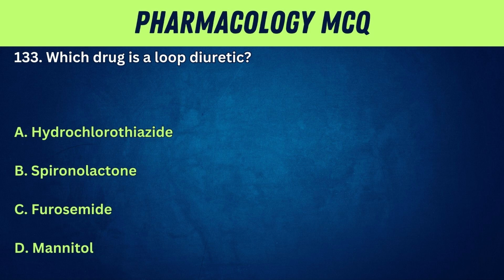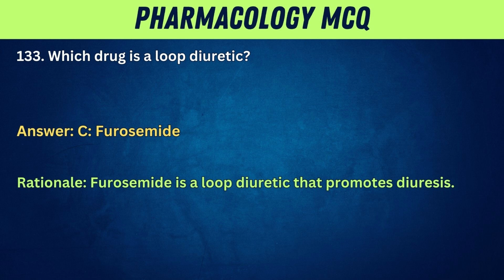133. Which drug is a loop diuretic? A. Loperamide. B. Spironolactone. C. Furosemide. D. Mannitol. Answer: C. Furosemide. Rationale: furosemide is a loop diuretic that promotes diuresis.